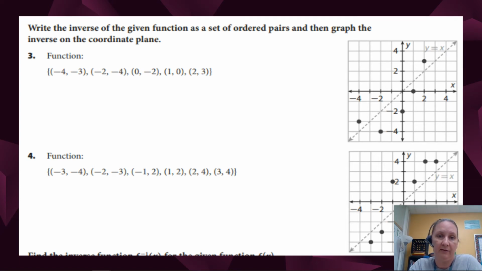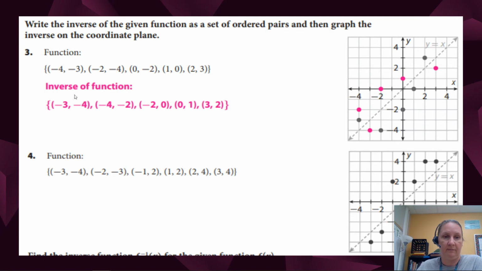Well, when we write the inverse, we have to take our points, values, your x and y's, and we have to swap them. So for -4, -3, our answer would have been -3, -4. The two x and y's will swap. Same thing here. -2, -4 becomes -4, -2, -2, 0, 0, 1, and 3, 2. So see how the x's and y's just switched.